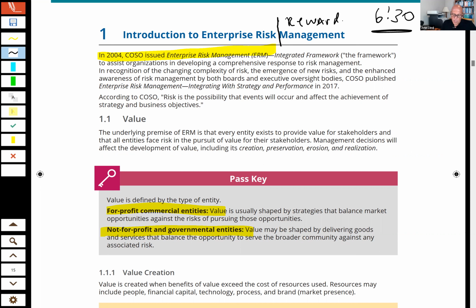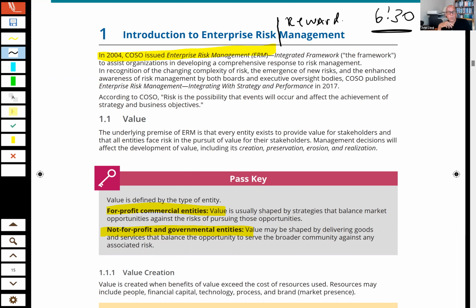Okay. Now, what happens? Let's say I'm a pharmaceutical company, and I want to develop some sort of drug that will help cure some disease or treat some disease, whatever. What might be some of the risks associated with that? You might get sued. Okay, I might get sued.